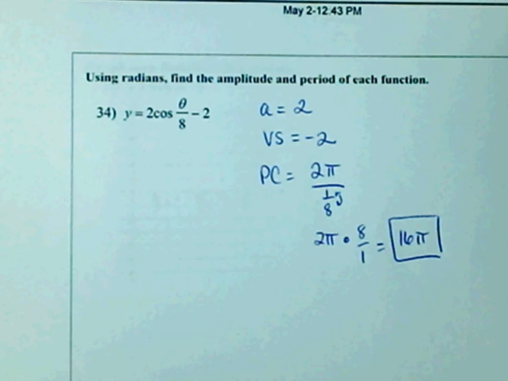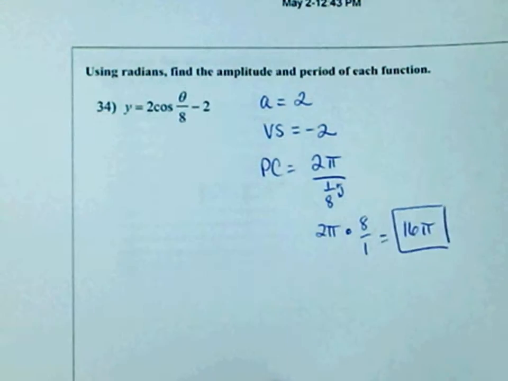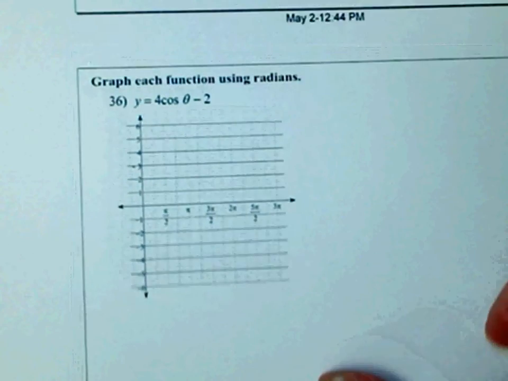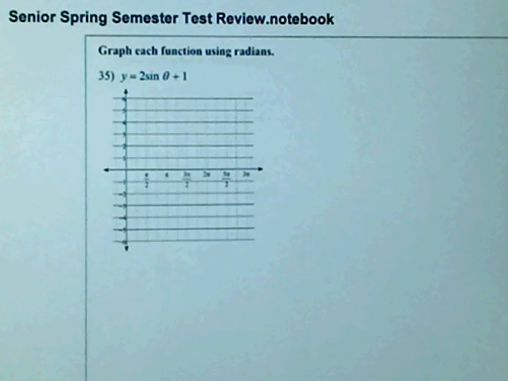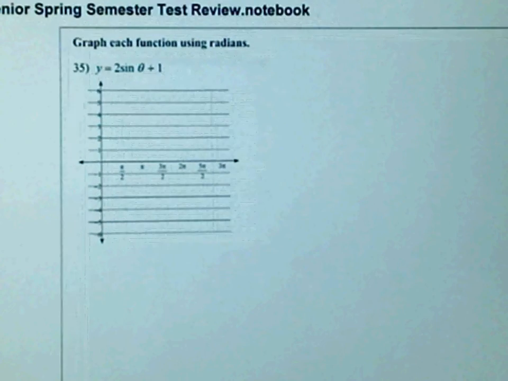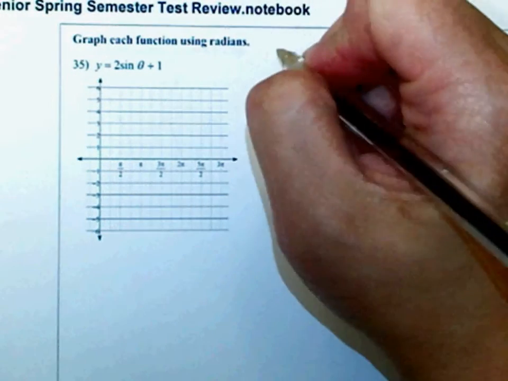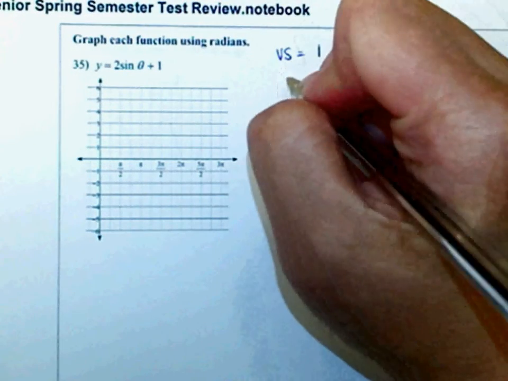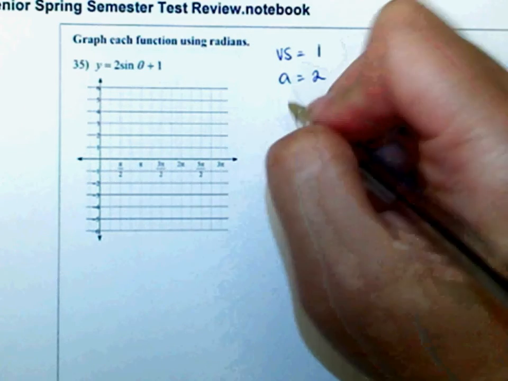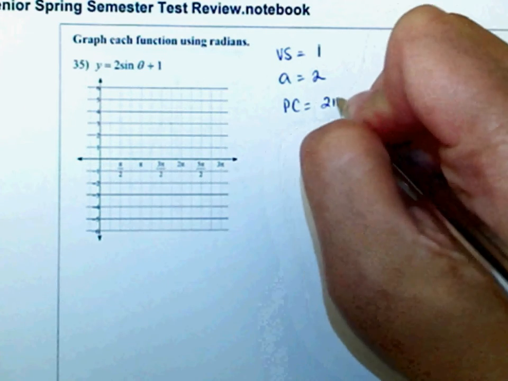Number 35, you are to graph each function using radians. Alrighty, so here we go. Your vertical shift is 1. Your amplitude is 2. Your period change is 2 pi over 1. There's not a number there, so it comes out to be 2 pi.